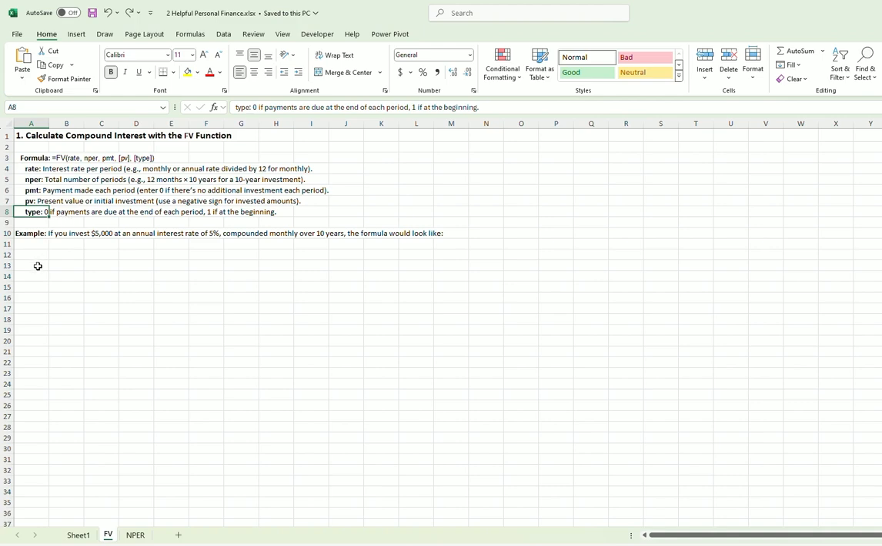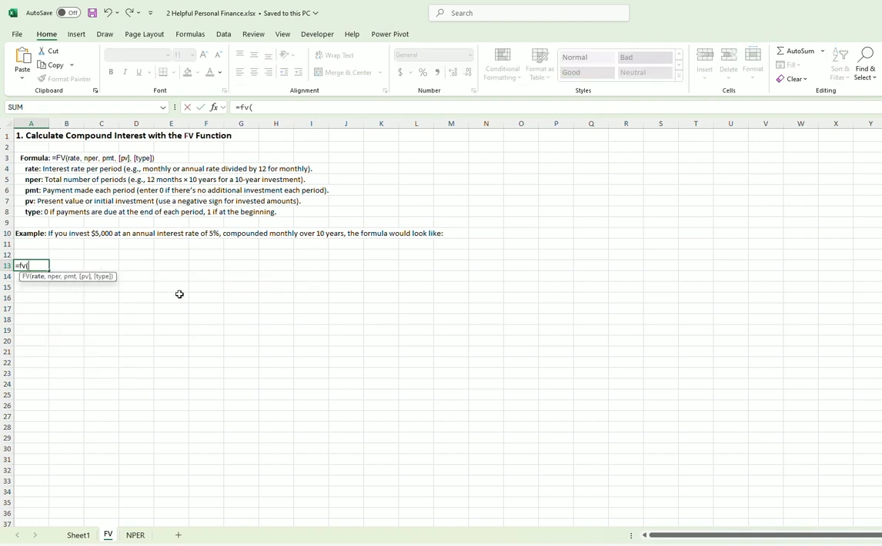Let's go through this example right here. If you invest $5,000 at an annual interest rate of 5%, compounded monthly over 10 years, the formula would be as such. Equals FV, rate. What's my rate? Our rate is 5%, and you're going to divide it by 12. NPER. What is my NPER? It's the number of periods. So we're going to be doing 12 months times 10 years, right? 12 times 10.